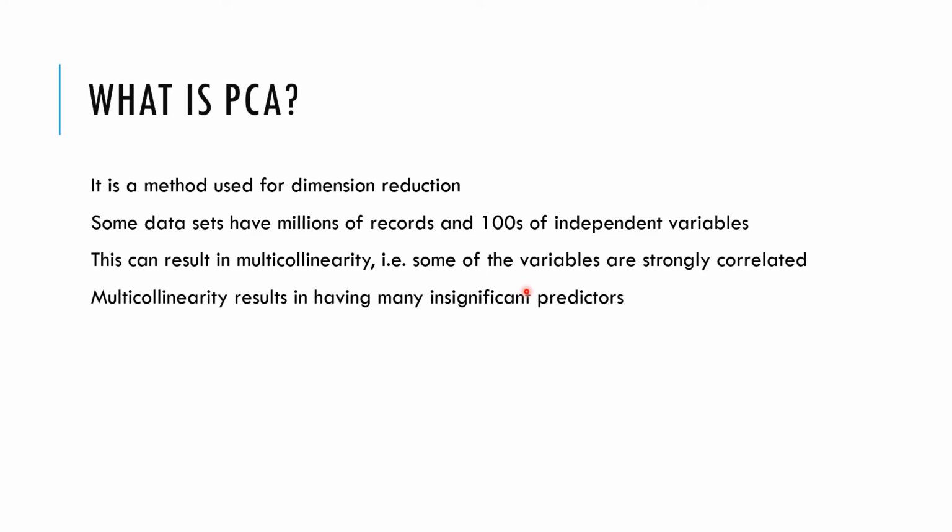So it becomes unnecessary for us to include all those strongly correlated variables, right? Multicollinearity results in having many insignificant predictors, because all these strongly correlated variables are explaining the same information. One of the variables, or maybe two of them, are good enough to explain that particular part of the information of the model or the data set. The rest of those strongly correlated variables become insignificant. So we can get rid of those insignificant predictors.